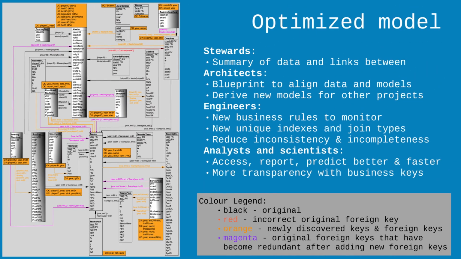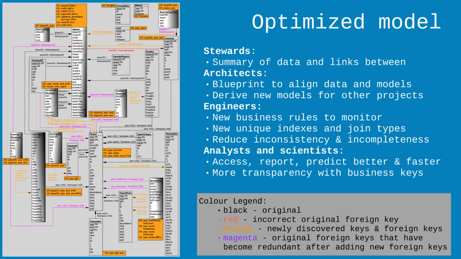So altogether, this makes a very strong use case that's representative of entity relationship profiling. Again, the data professionals have a lot of benefits resulting from these. The data stewards, for example, have a beautiful summary of the data and the links between them. Architects actually have a blueprint for aligning data and models, and are now able to derive high quality models for other projects from this one.